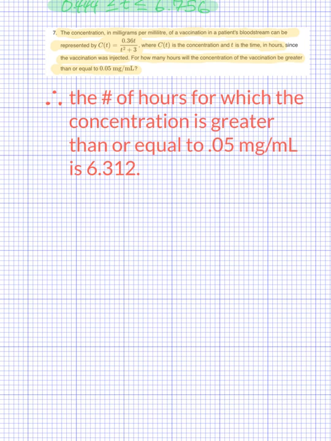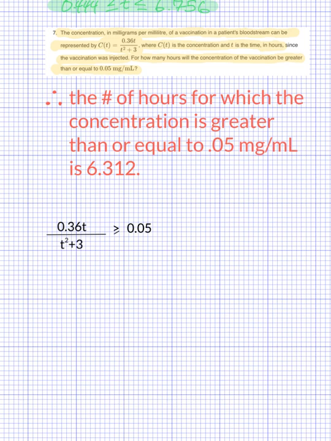All right, let's try another way. Let's do it more algebraically. So again, we want to know when is 0.36t over t squared plus 3 greater or equal to 0.05. All right, so solving algebraically, we can multiply both sides by t squared plus 3, but we really have to be careful not to multiply both sides by a negative number unless we're going to switch the sign. And you can't multiply both sides by something that may be negative and may be positive. In that case, you're just going to be ruining your whole equation.